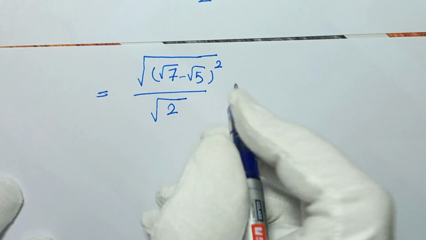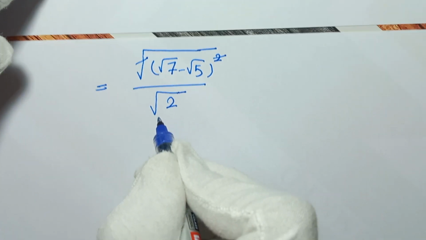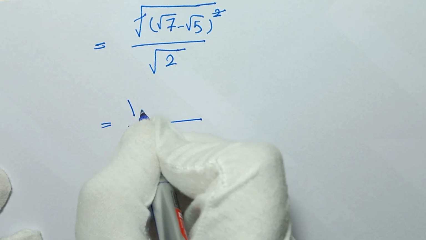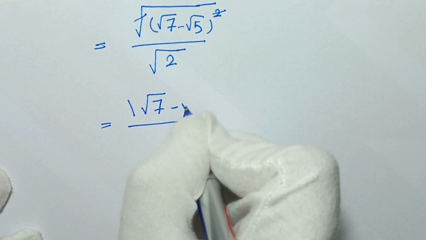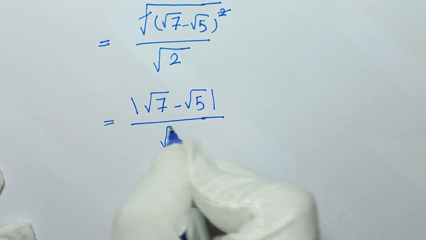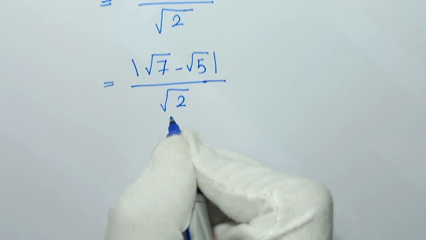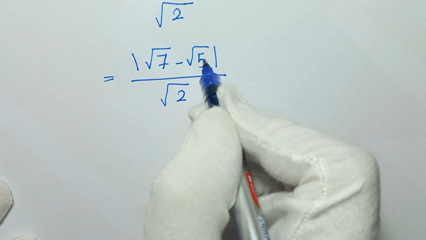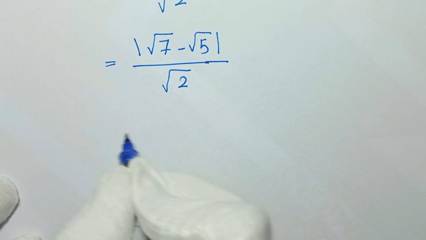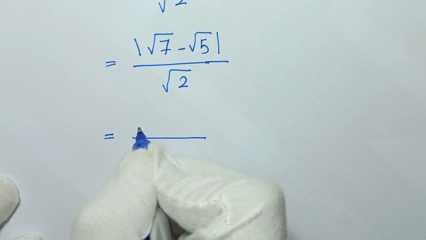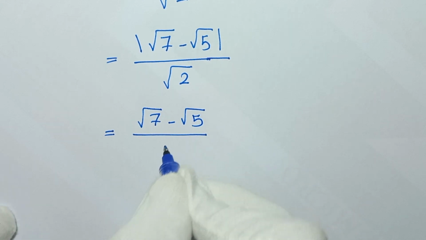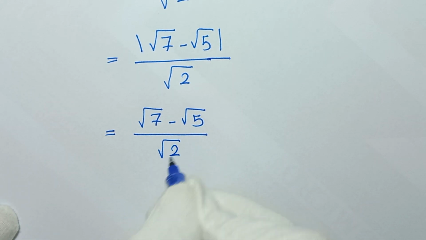And here, this 2 will cancel this square root, and it will be the absolute value of square root of 7 minus square root of 5 and over square root of 2. In here, square root of 7 is greater than square root of 5, so square root of 7 minus square root of 5 is positive. So in here we can write this as square root of 7 minus square root of 5 and over square root of 2.